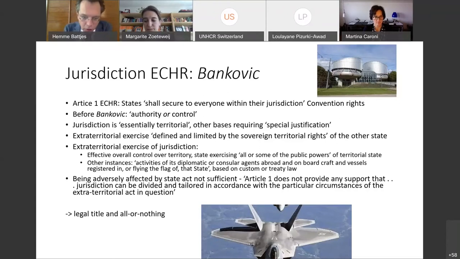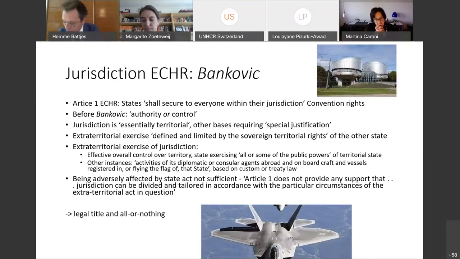As to the extraterritorial exercise of jurisdiction, the court, sort of summarizing also its own previous case law on it, saw two types. First, what has been called the spatial model. So a state exercises jurisdiction when it has effective overall control over a territory and exercises all or some of the public powers of the territorial state, so of the state that territory is part of. So here it introduced the a bit nebulous notion of public powers. So states should apparently act in lieu of the territorial state.